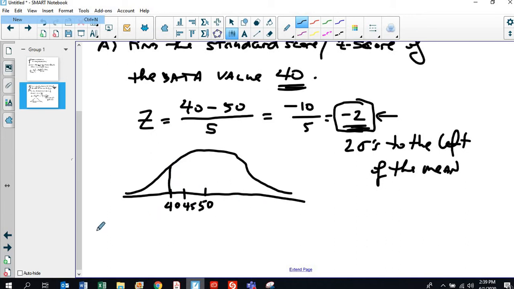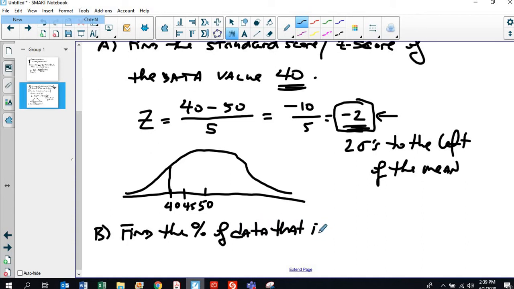For part B, I want to find the percentage of data that is less than 40. Where am I? Using a different color, I am over here somewhere. I'm looking for all the numbers over here, 30, 32, 37, 12, 6, 1.2. I don't know what these data sets represent, so the numbers could be anything, but that's the data I'm looking for.